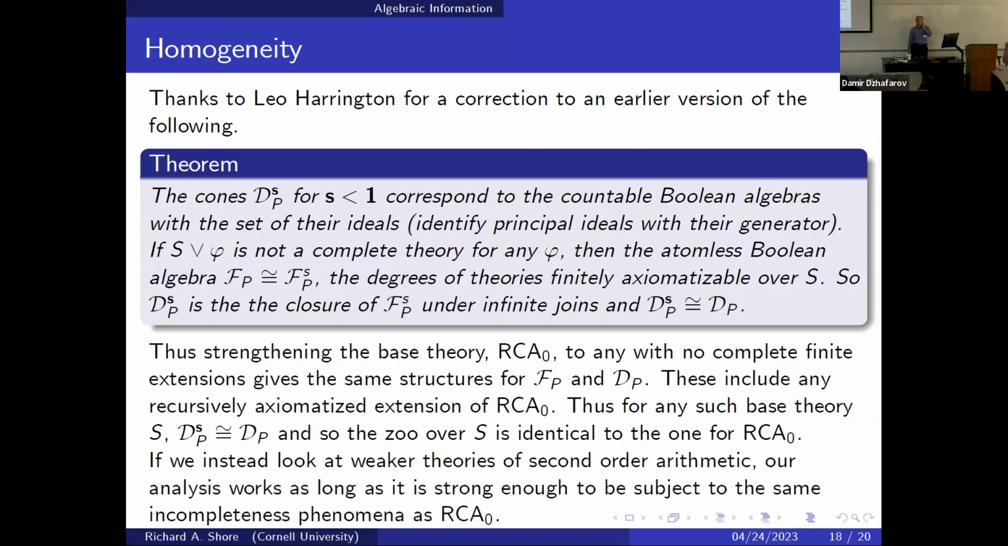What about weaker base theories? People are now working on RCA naught star, and there is a whole array of weaker versions that people are working on. And what happens if you go to weaker versions? Well, as long as Gödel's theorems, the incompleteness phenomena, still apply, then nothing changes. The structure above a weak base theory is again isomorphic to the structure over RCA naught.